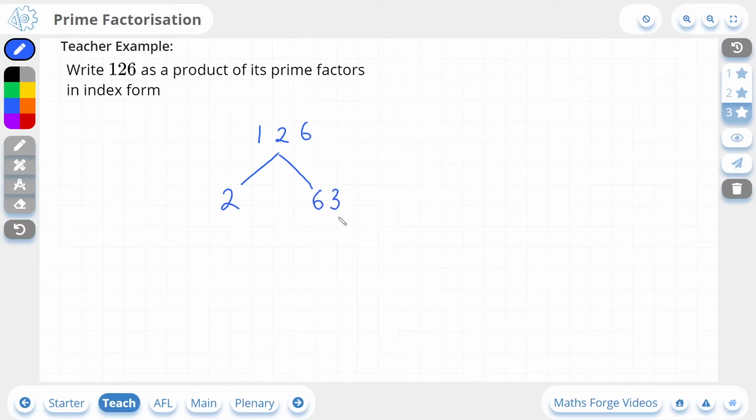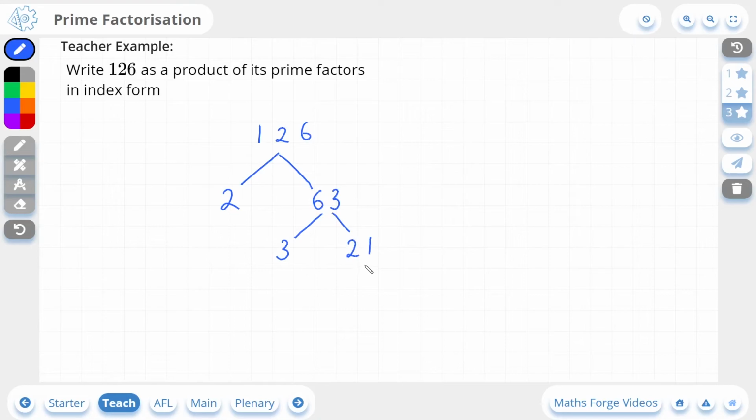And now 63, what's the smallest number we can break this into? Well, it can't be 2 because it's an odd number. So can we break it up into 3? Well, yes, we can. 6 plus 3 is 9, and 9 is a multiple of 3. So it can be divided by 3. Now, what's 63 divided by 3? Well, I know 60 divided by 3 is 20, and 3 divided by 3 is 1. So it must be 21.